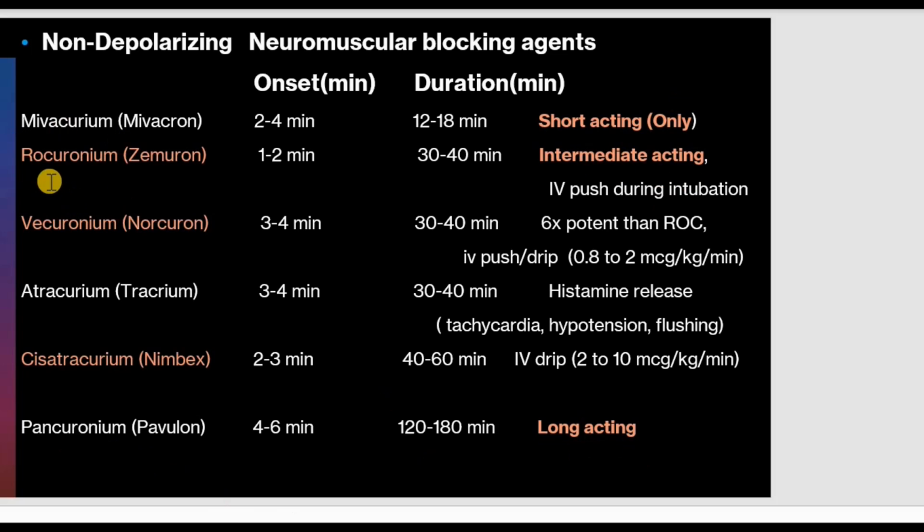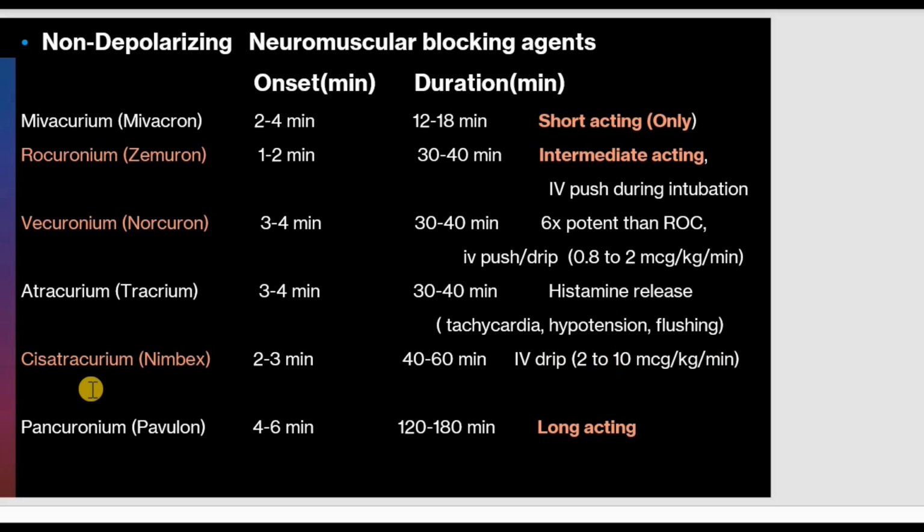Now, rocuronium. Rocuronium is used as an IV push, same as succinylcholine, during intubation because of the rapid onset of action, and the duration of action stays within 30 to 40 minutes. Now, vecuronium. It is 6 times more potent than rocuronium. It is used as an IV push and drip, and the rate is anywhere from 0.8 to 2 mcg per kg per minute. Atracurium has a side effect of histamine release, so it is not widely used. The side effects include tachycardia, hypertension, and flushing.